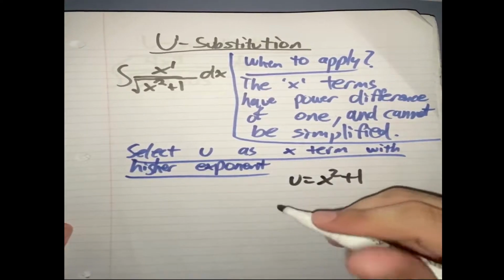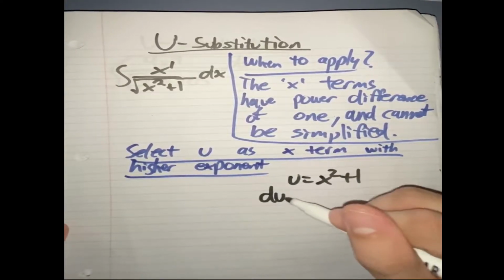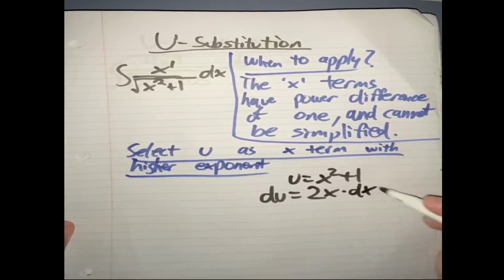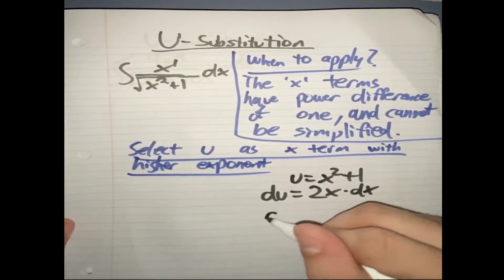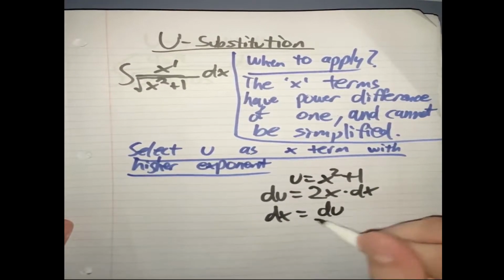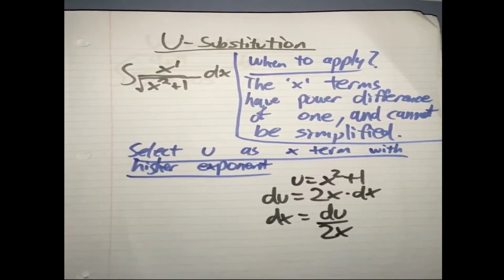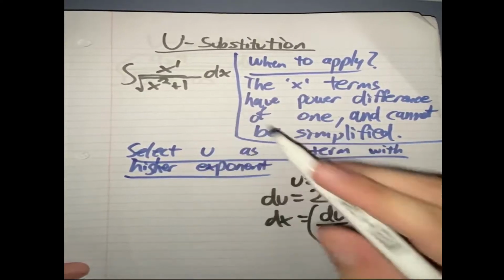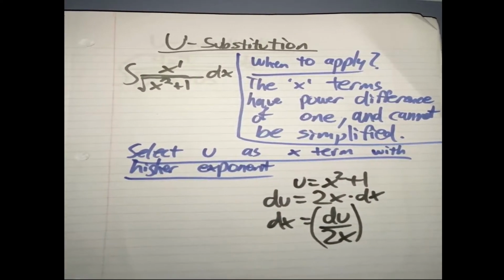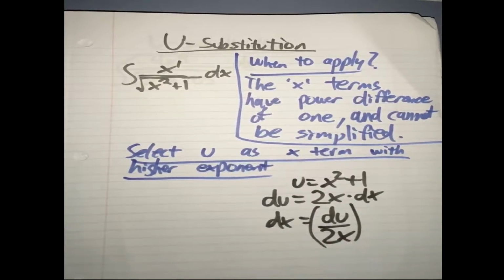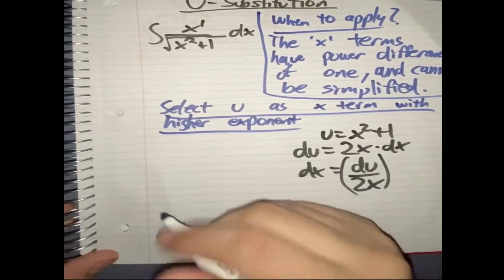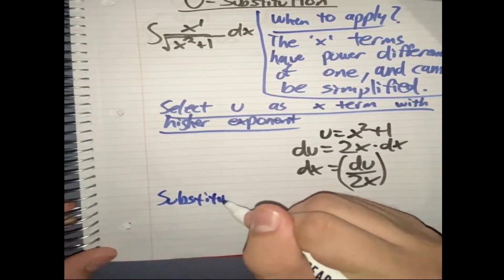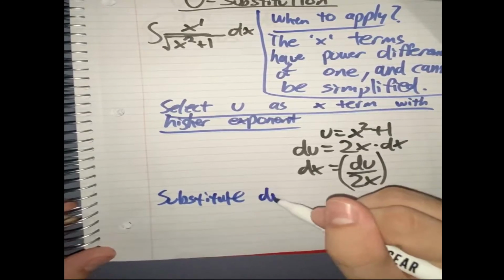The next thing we do, which is the key step, is we take du. So our du is equal to 2x dx, and then we solve for dx. So our dx is equal to du divided by 2x. The next step is to substitute dx back into the function, so that we have everything in terms of u.